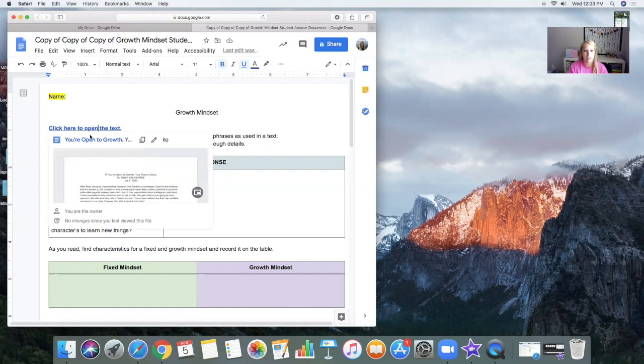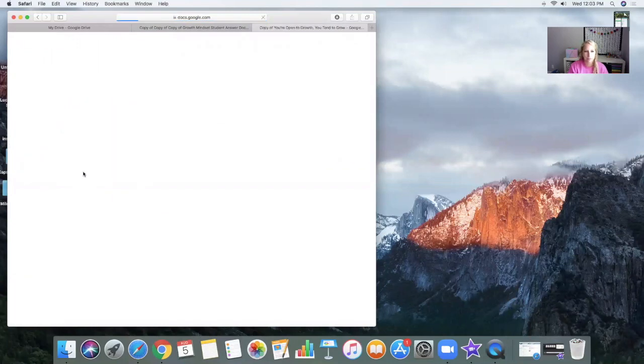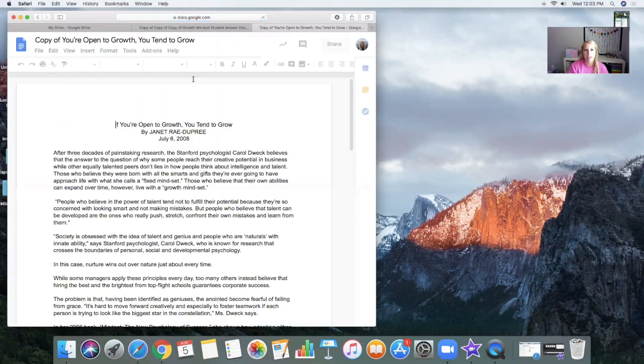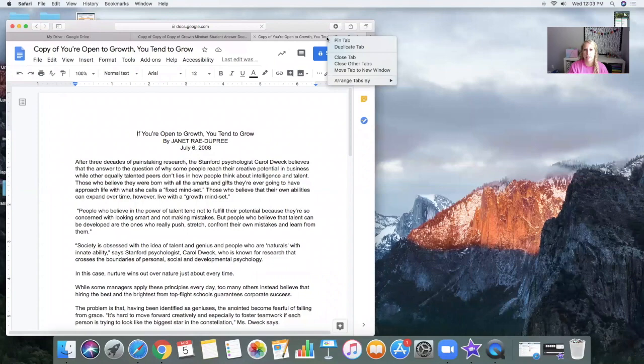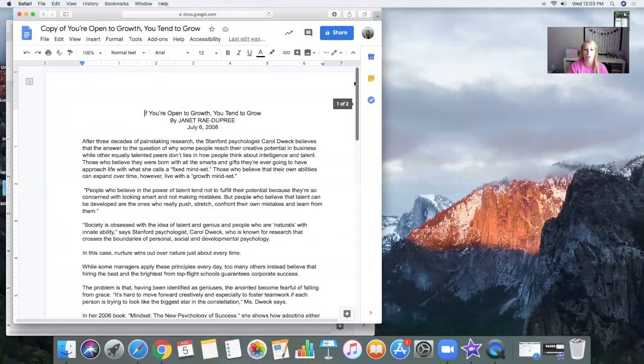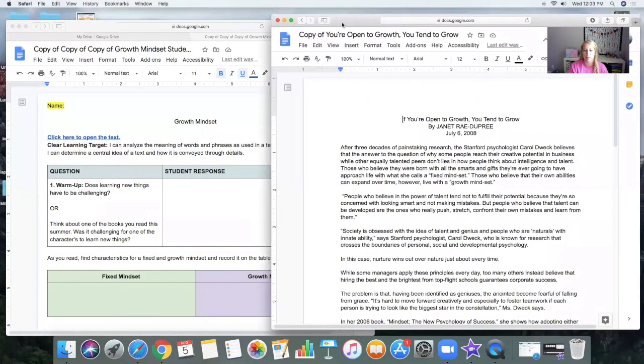So we're going to click the link and it's going to open and prompt us to make our own copy. So we're going to hit the blue button and notice that it's between tabs. So what we're going to do is right click and move tab to new window. And I'm just going to drag it to the other side of my screen.